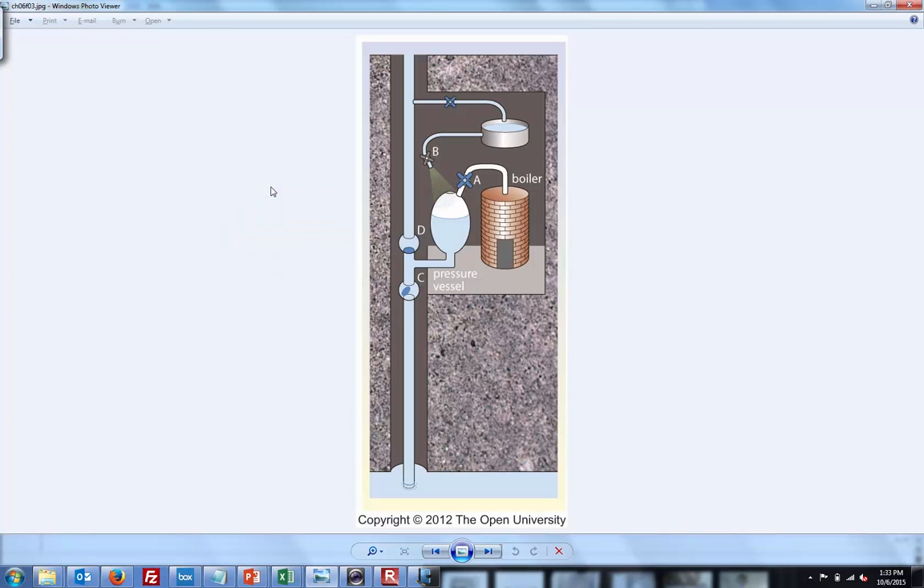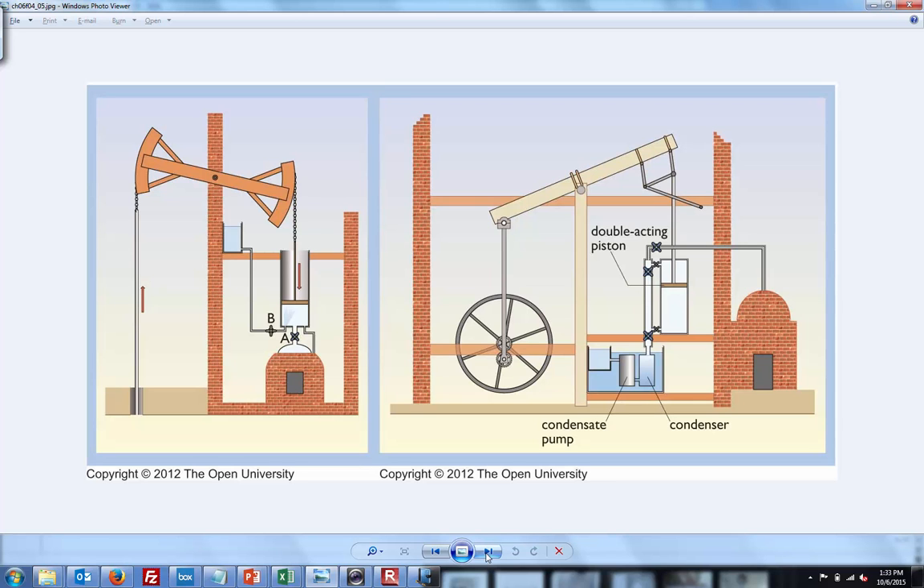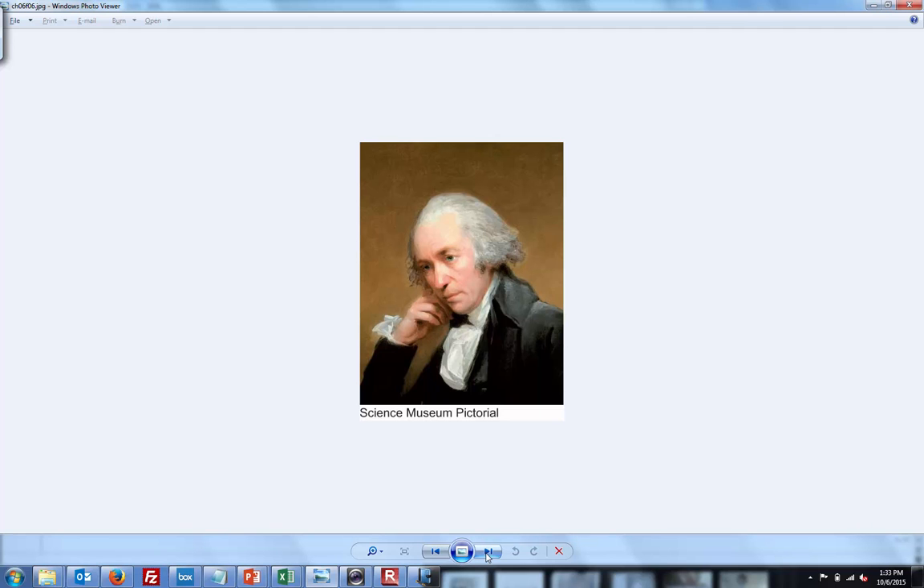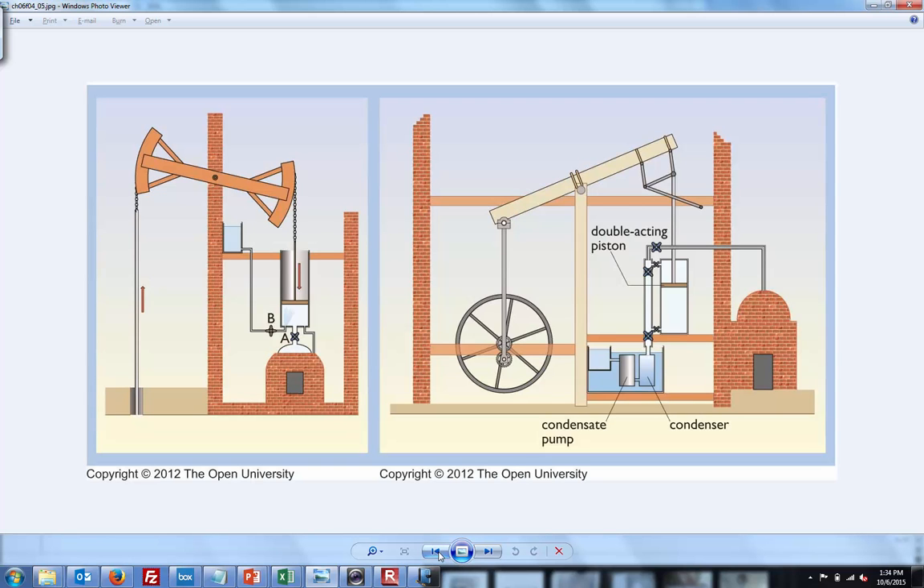All right. So from there, and this is obviously just pumping water out of a mine, but what if you actually want to run your wood lathe or run your milling operation? So a gentleman by the name of James Watt, here's a picture of him, just thinking hard, comes up with a similar system, and all the same components that we just saw in the Savery miner's friend are present in this invention as well.